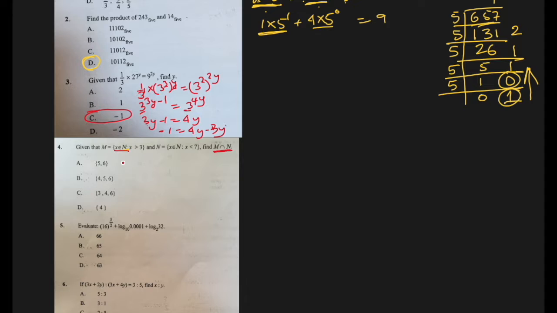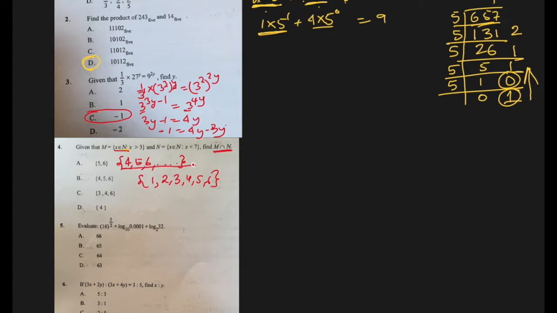So let's write the contents of m first. M will be greater than 3, that means 4, 5, 6 and keep on going till infinity. That is m. What about n? This n will be less than 7. So 0 is not there. So 1, 2, 3, 4, 5 and 6, not 7.